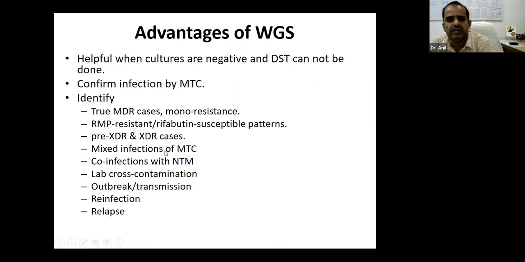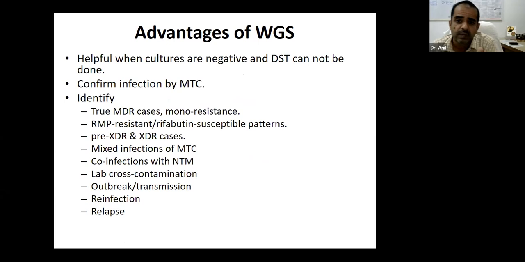So what are the advantages of WGS? To summarize, it's helpful when the cultures are negative and you still have a doubt whether the patient is having MDR TB, provided the lab does it on direct samples. Confirm MTC complex. We have seen cases of Mycobacterium bovis BCG because of the BCG injections that are given to bladder cancer patients. They develop urinary symptoms and they grow Mycobacterium bovis BCG. So there you have a chance of identifying whether it's a BCG infection.